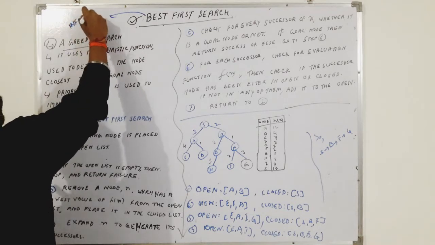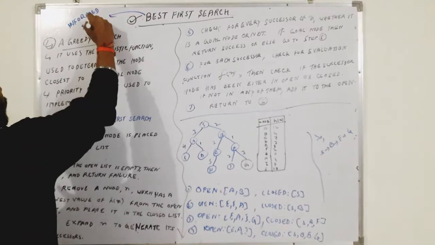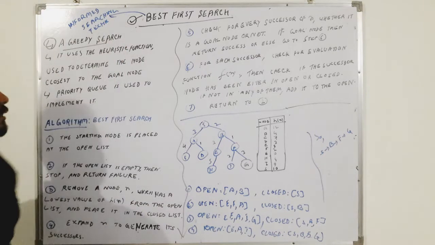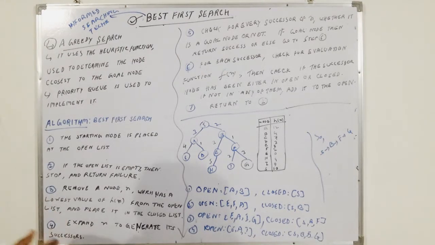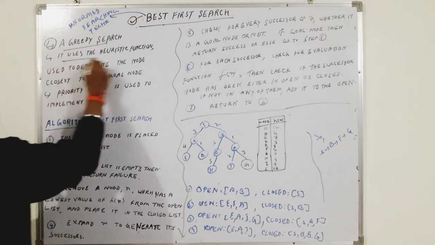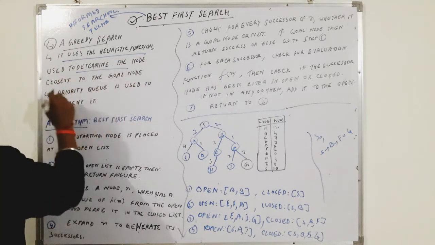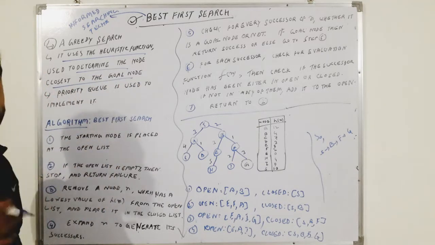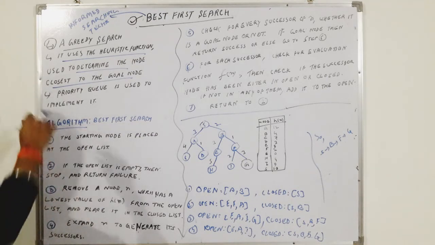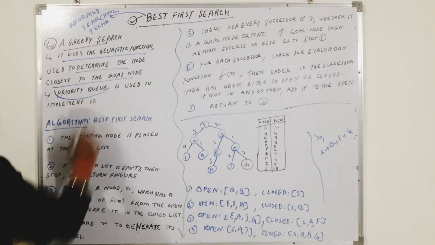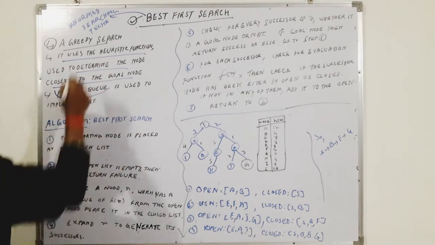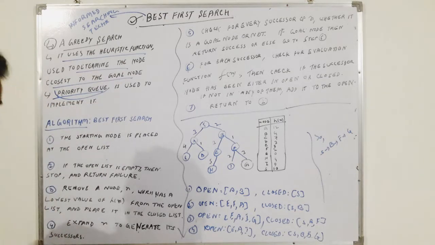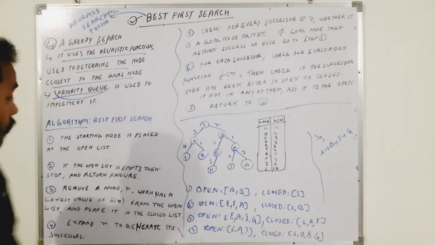informed searching technique. Okay, so an informed search technique applies a heuristic function. So it uses the heuristic function to determine a node that is closest to the goal node, that is the node that we are searching for. Okay, and for that a priority queue is used. Don't forget that in best first search technique what we use is a priority queue. Okay, so let's discuss the steps of this algorithm one by one.